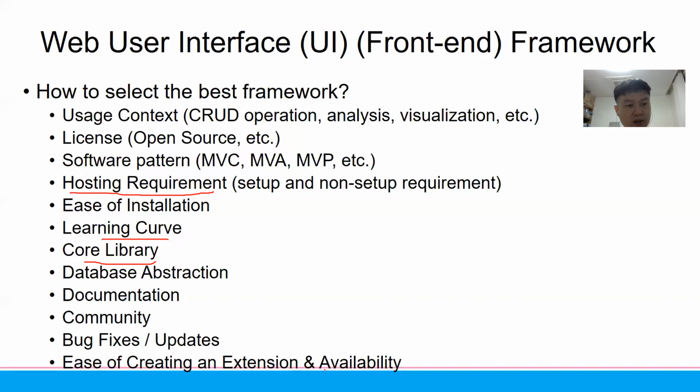Documentation, community. Okay, the community is also important. If there are many people who use that one, I guess that is a good framework, so you can just choose that framework. But if there is no community for those frameworks, then you can just avoid it. Bug fixes and updates: if it is a good framework, of course they will update regularly. And ease of creating an extension and availability is also another important issue. If you want to extend, or if you want to put in additional functions, and you can do it easily, then it's a good framework.